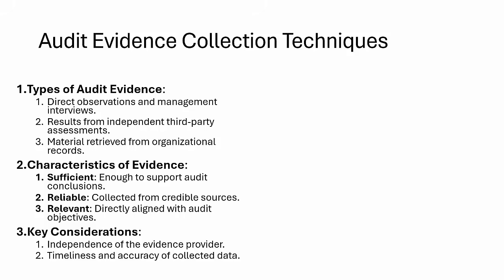I'll explain. We're doing an audit this year, 2025, so we need to provide evidence from 2025. If you provide evidence from 2022, it doesn't make sense, because we already completed the audit for that year. So timeline accuracy is very important.